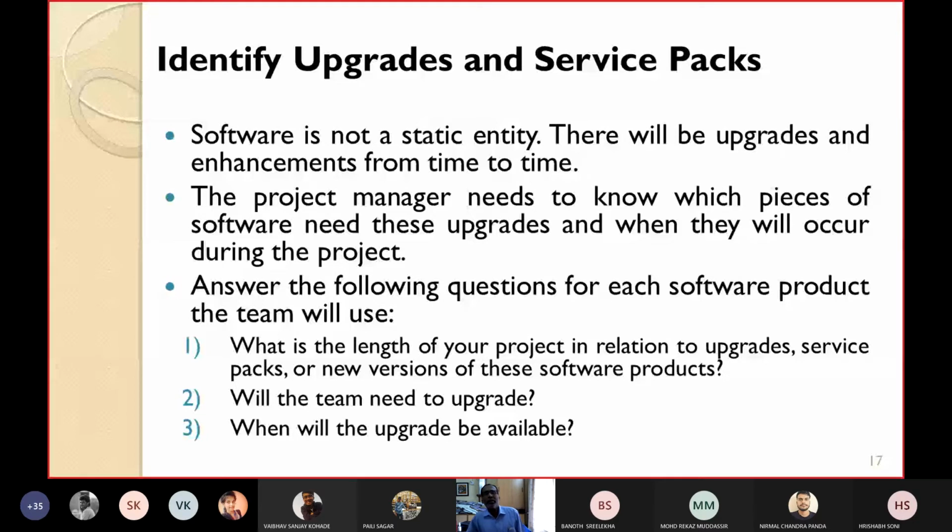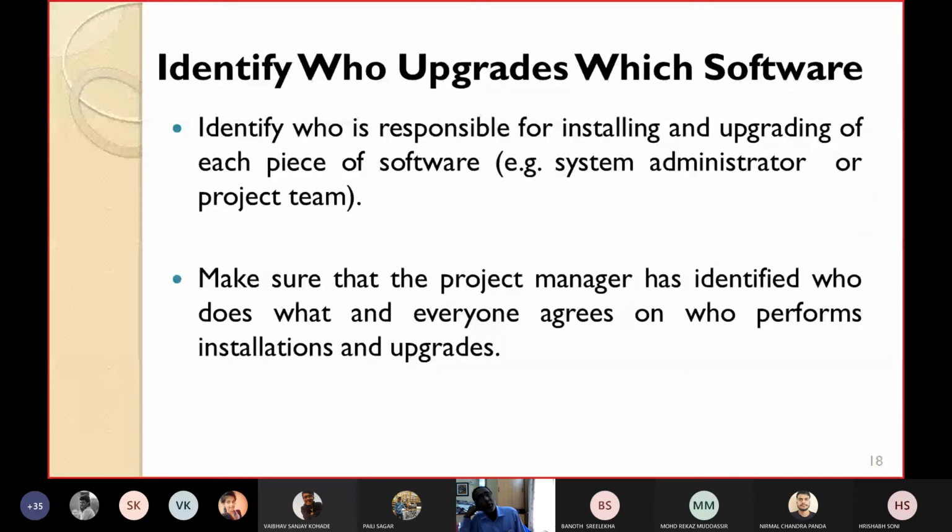Then the next important question is not only identifying the upgrades, but everything. You also have to identify who upgrades which software. You must keep track so that later, if there is some problem or mismatch, you can see who upgraded which software last time. In a team there are so many persons using so many versions of the software, so you have to identify who is responsible for installing and upgrading each piece of software.